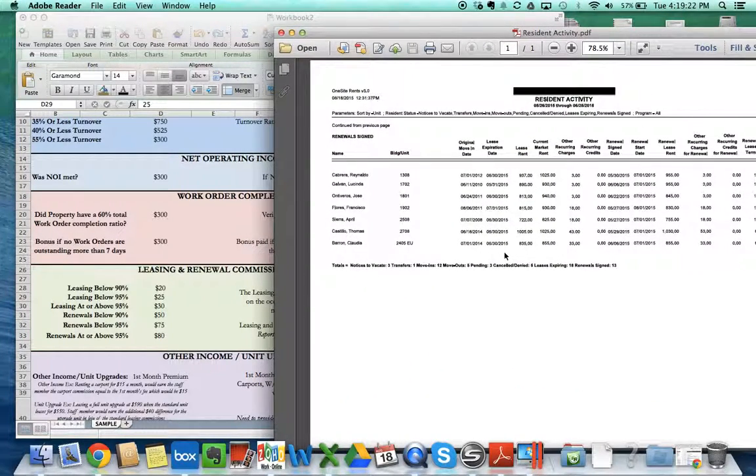Our resident activity report shows that there were 12 move-ins for this month and there were 13 renewals that were signed. So there are a lot of different reports that we can look at in order to determine how many leases and how many renewals there are. But to keep everything simple and to just have a snapshot of that month's performance, resident activity is probably the best report that we're going to be looking at. And it also helps us stay consistent if all of our properties are looking at the exact same report.